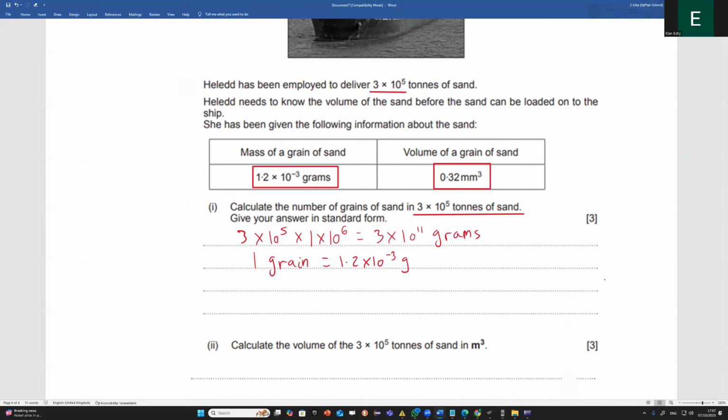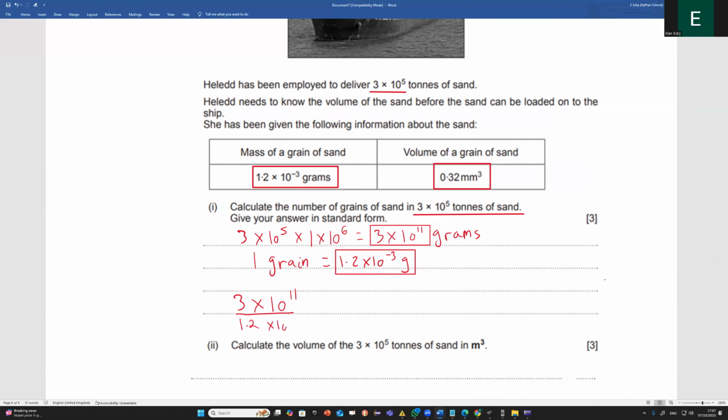What we're asking is how many lots of 1.2 times 10 to the minus 3 will go into 3 times 10 to the 11. So will it be 3 times 10 to the 11 divided by 1.2 times 10 to the minus 3? Yeah.